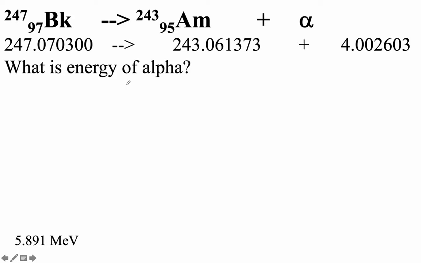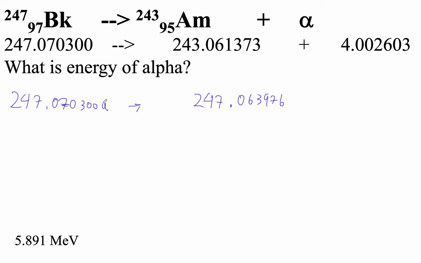I don't really care. Okay, so basically we're gonna find out the left side is 247.070300 atomic mass units, right? And then this is, let's add these guys up. So 243.061373, plus 4.002603. The total right side mass is 247.063976.